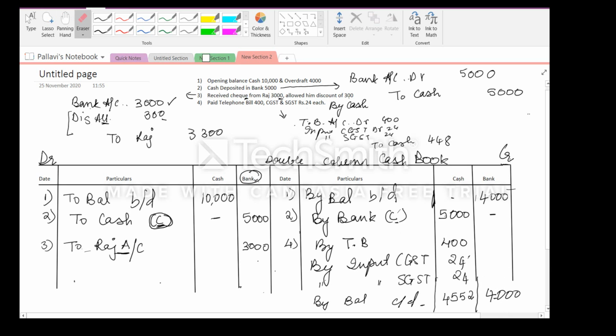Okay, so this is the closing balance, and now you can write the total. So this is 10,000, this is 8,000, and here also it would be 10,000 and 8,000. So this is the closing balance which is on the last day of the period. Okay, so this was a quick revision of double column cash book, where we saw opening debit balance, opening credit balance, contra entries, how to record discount, how to record GST.